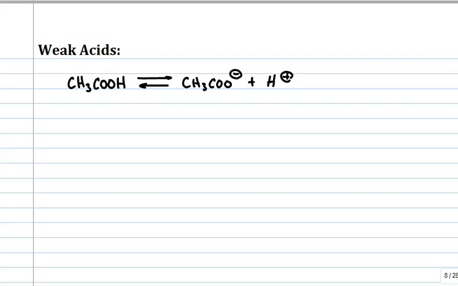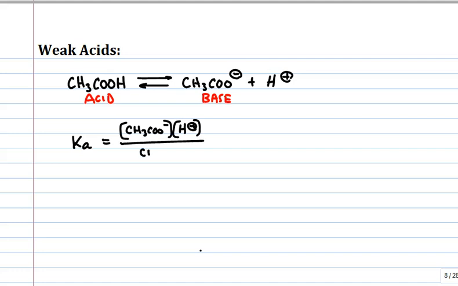plus H plus. Again, acid form and the base form. Every weak acid has a constant called Ka. And Ka is an equilibrium constant that you've learned about in general chemistry. And so in this case, Ka is the concentration of the base form, or you might call it the conjugate base form, times the hydrogen ion concentration, divided by the acid form concentration.